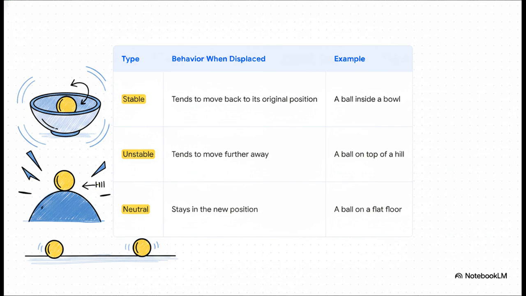You've got stable equilibrium. Think of a ball sitting inside a bowl. You nudge it, it just rolls back to the bottom. Then there's unstable equilibrium. That's like a ball balanced perfectly on top of a hill. The slightest touch and it's gone. And finally, you have neutral equilibrium. Imagine a ball on a perfectly flat floor. You can push it, and it just rolls to a new spot and stays there, perfectly happy.